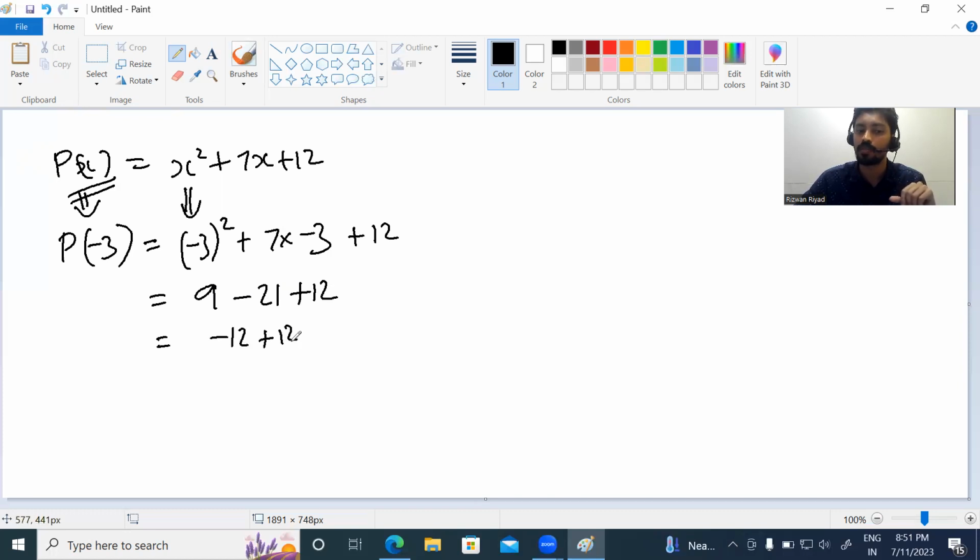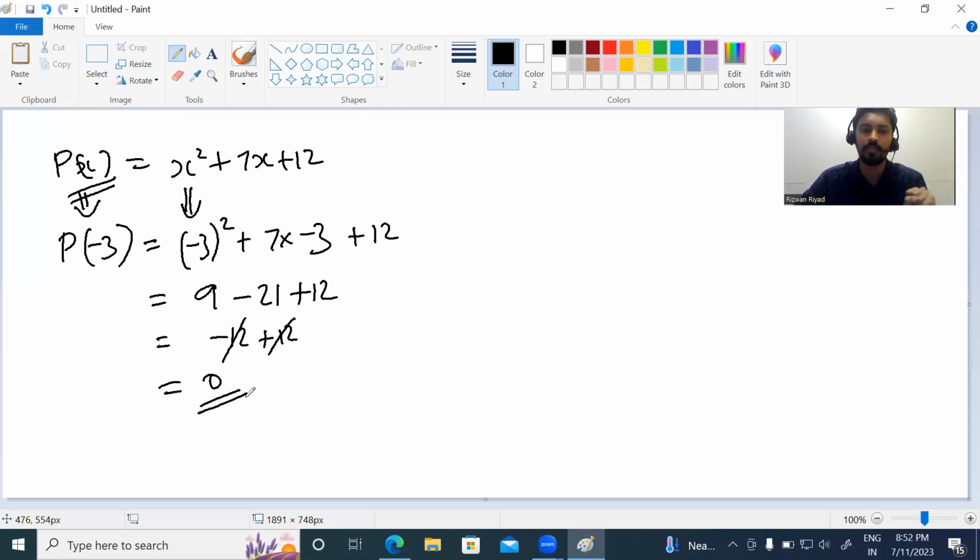So minus 12 plus 12. Minus 12 plus 12 you can cancel. So both will vanish. You will get 0. That means after putting minus 3 in the place of x in this polynomial, the entire polynomial becomes 0. So we can say that minus 3 is a 0 of this polynomial.